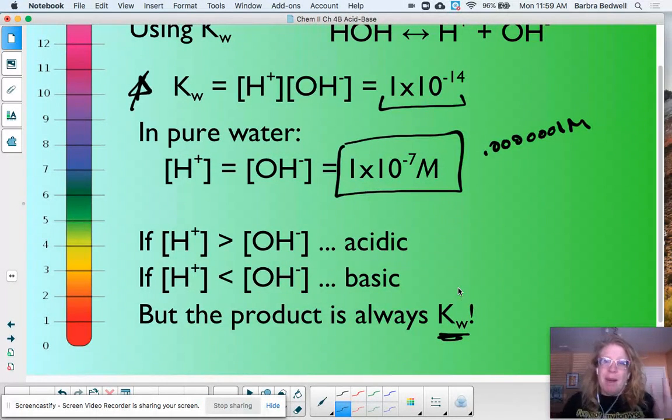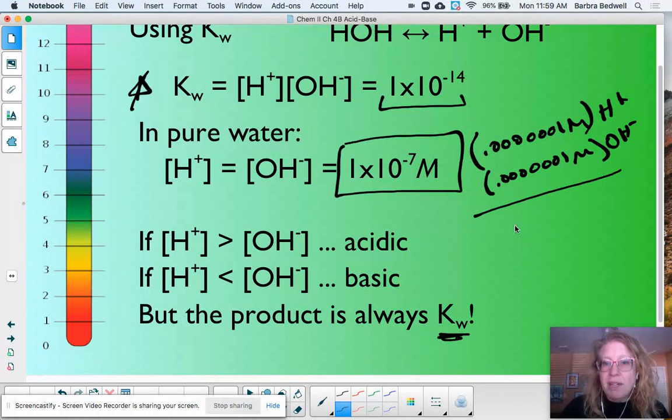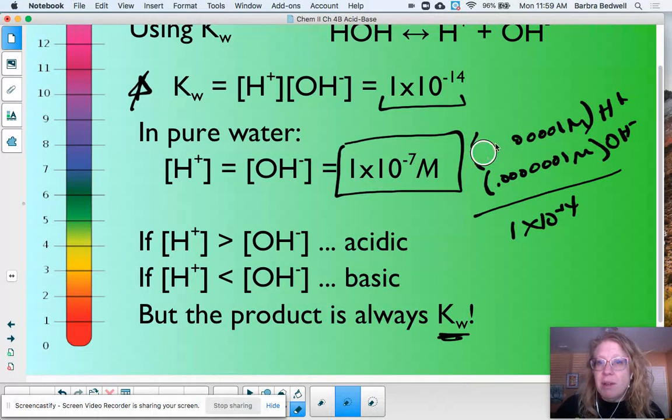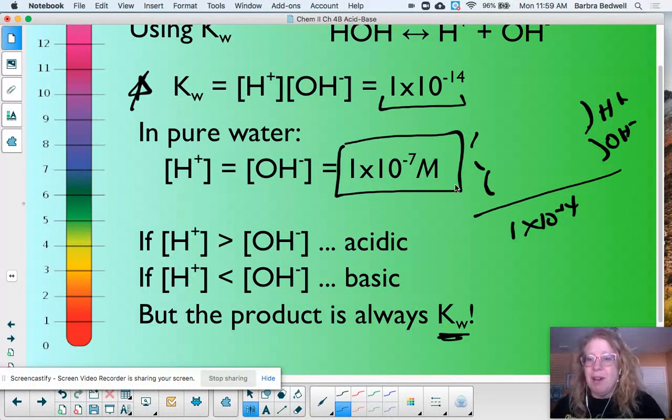Now what's funky about the way the math works is that if we have 0.0000001 molar for hydrogen ions and this for hydroxide ions, then the product is 1 times 10 to the minus 14th. But what happens if we start to change those values? It turns out we're going to typically deal with this by decimal places. This is the nice cheat we can do, and you can play with your calculator and figure it out if you want to.